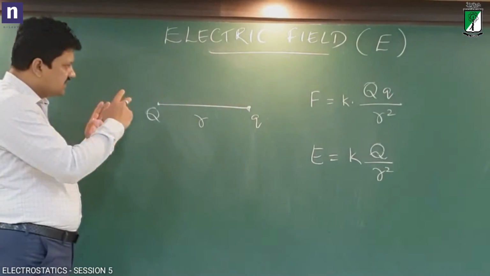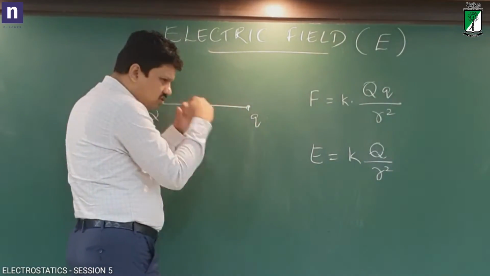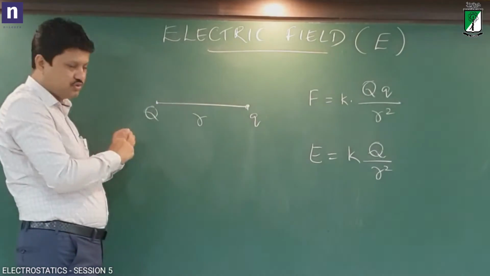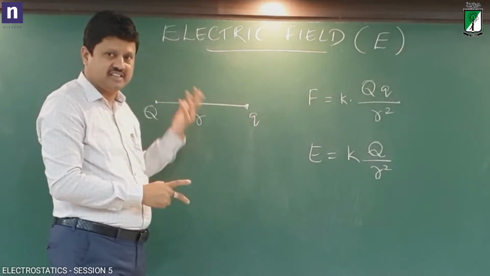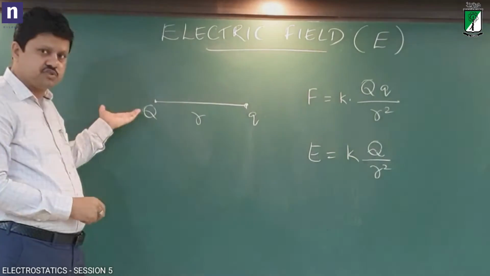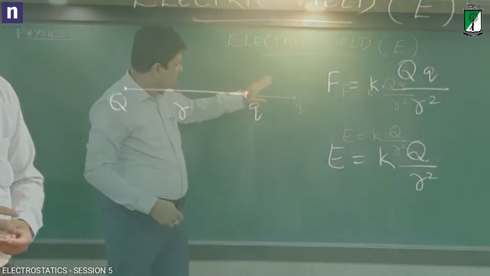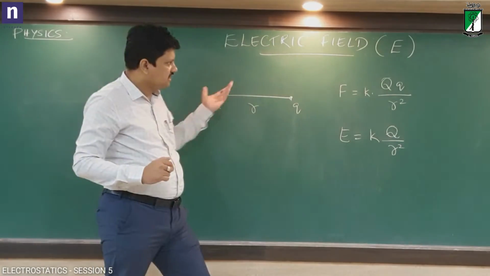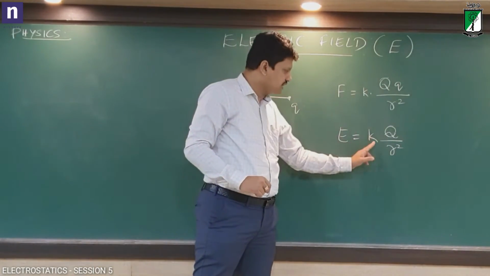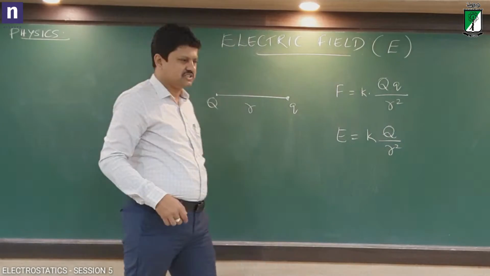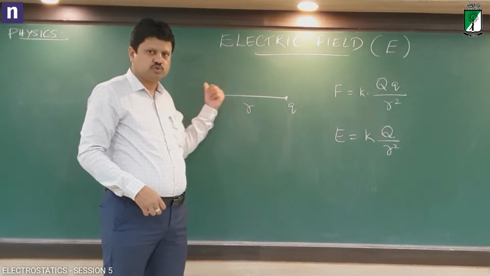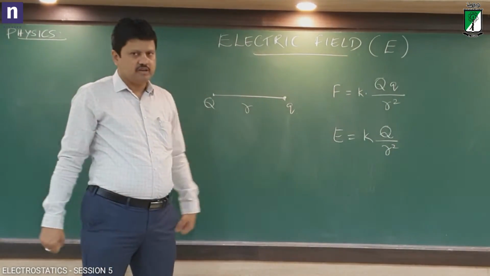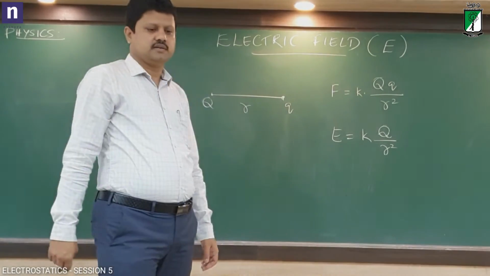Same way, small q also causes an electric field. If you remove this capital Q, surrounding small q there is also an electric field. In that electric field, when you place this capital Q, it experiences a force. This small q will cause an electric field at this point. How much will that be? Of course, E is equal to K into small q by R square. The distance is the same, of course, between the two points. So therefore, the field will be K into Q by R square.